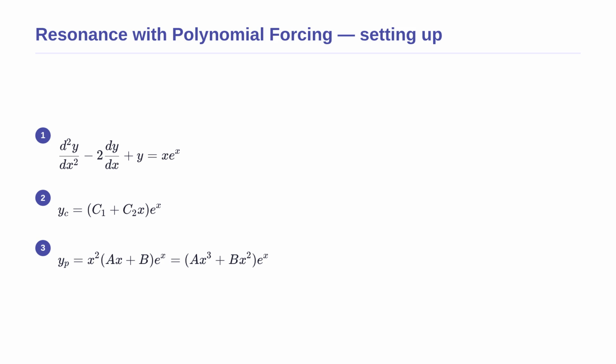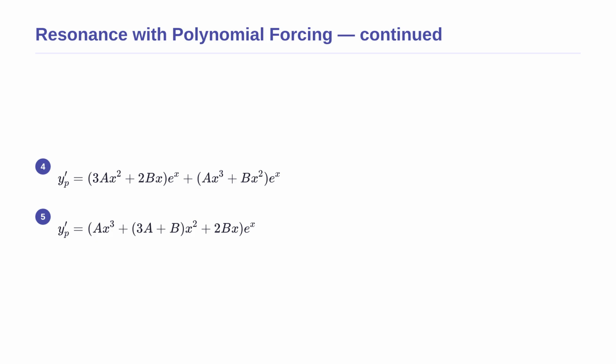To overcome this double root resonance, we take our standard polynomial guess, which is ax plus b, and multiply the entire thing by the independent variable squared. Distributing this gives us our modified trial solution, ax cubed plus bx squared, all times the exponential. This ensures our guess is mathematically independent from the natural response.